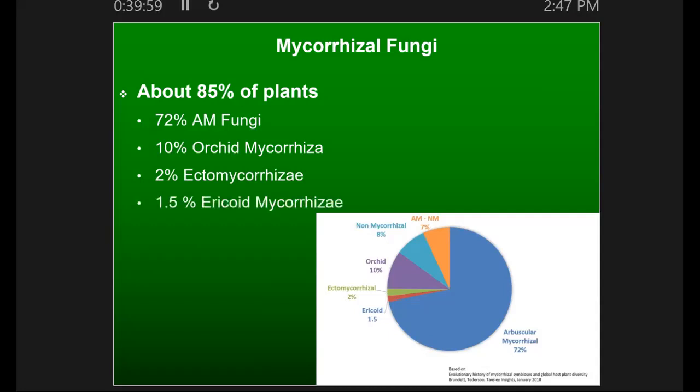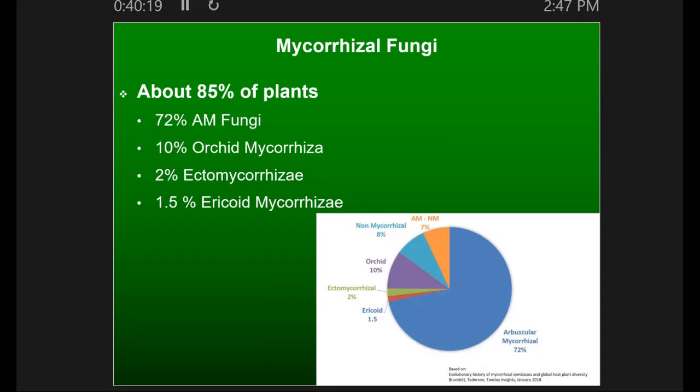And then there's another group that are pretty well studied called ericoid. So there's certain plants that are called ericaceous plants. I'll mention that in part 2. But so, different groups of mycorrhizal fungi. And this isn't exhaustive, there's others out there. But I just wanted to get you thinking.